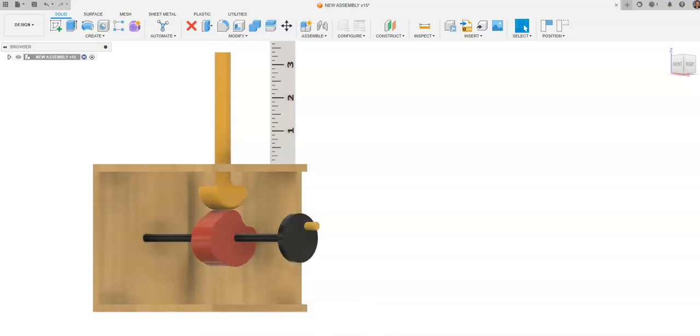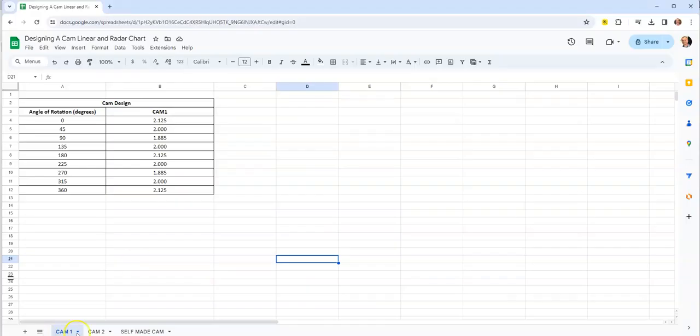In Google Sheets, down at the bottom of your screen, you will see where I have Cam 1 and Cam 2, and then something called a self-made cam for these tabs. I'm going to show you how to make linear graphs and radar charts and how to utilize them to help you design a cam. To start out, we need to create a linear graph.